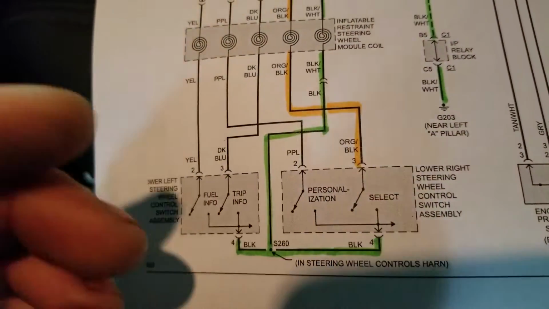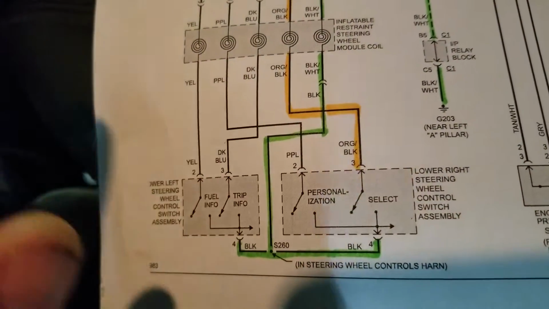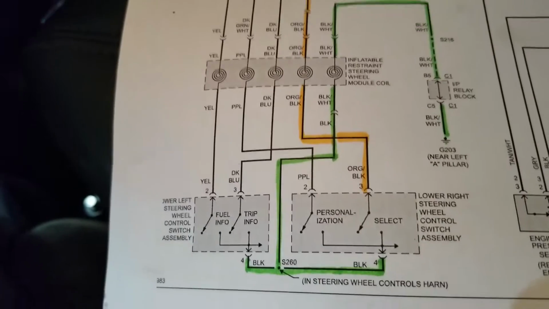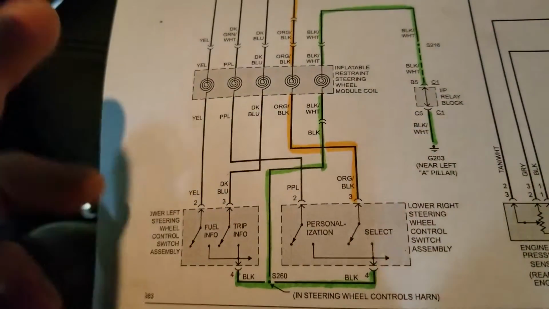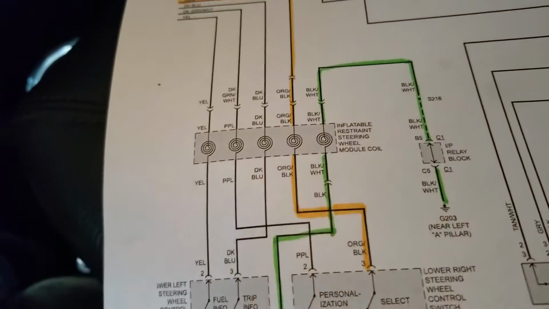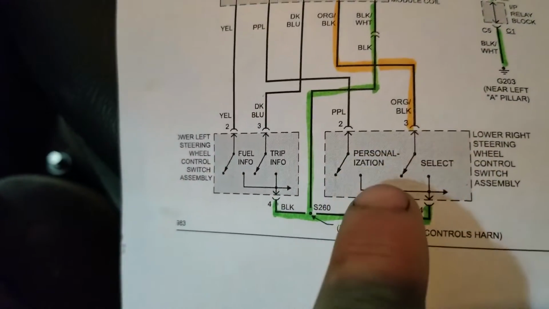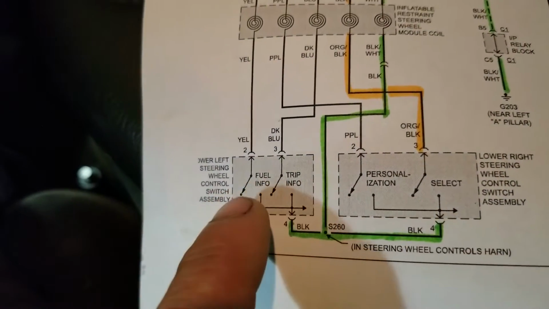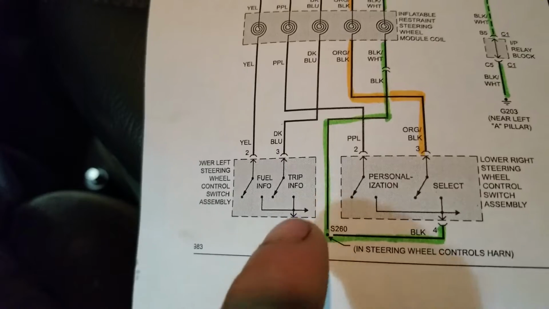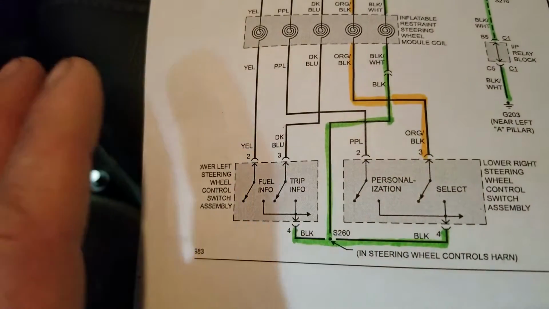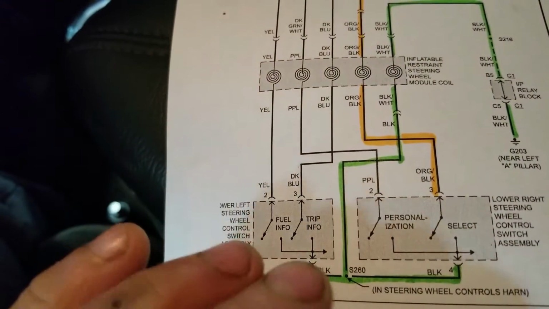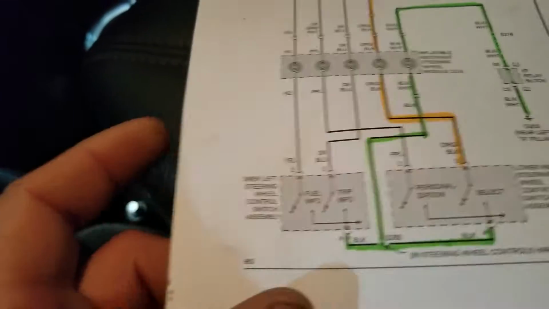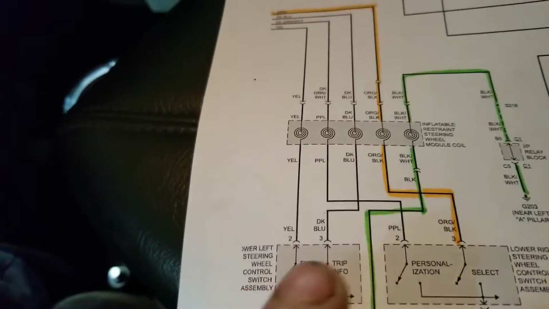We know the personalization switch works, so no need to make it more complicated than it is. How the switch works is real basic. Both switches, the one on the right side of the steering wheel and the left for fuel info and trip info, which we know works. Customer, I already verified it off camera, guys. This one works just fine. The customer is worried about this one.